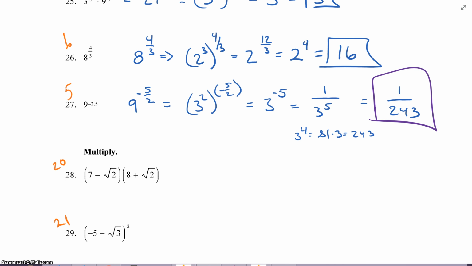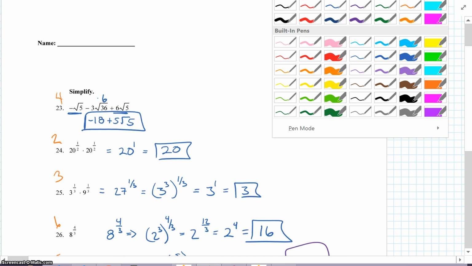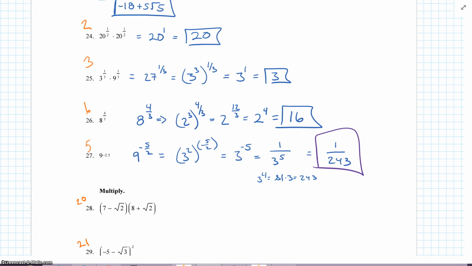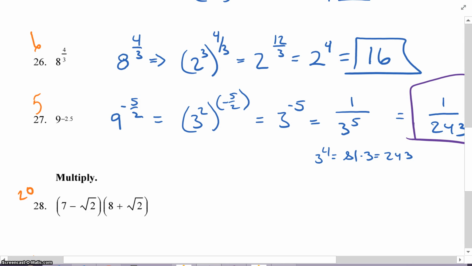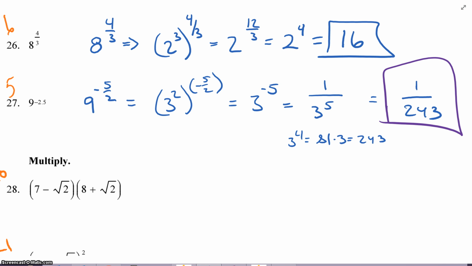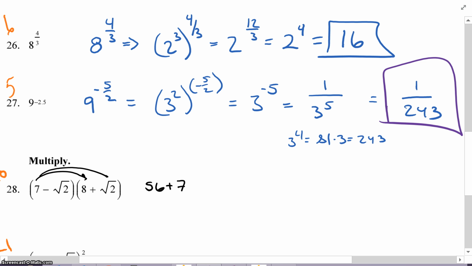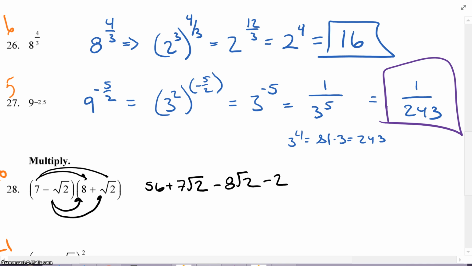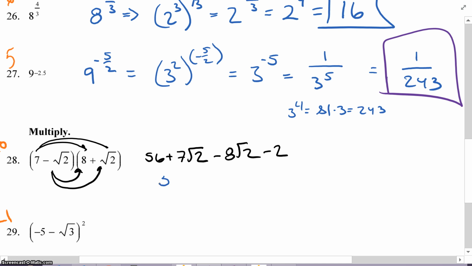Okay. Now multiply. 7 minus root 2 times 8 plus root 2. So now all we're going to do is FOIL. 7 times 8, 56. 7 times root 2 is plus 7 root 2. Negative root 2 times 8, negative 8 root 2. Negative root 2 times root 2 is negative 2. Sum like terms, so 56 minus 2 is 54. 7 root 2 minus 8 root 2 is minus root 2. There's nothing more we can do.